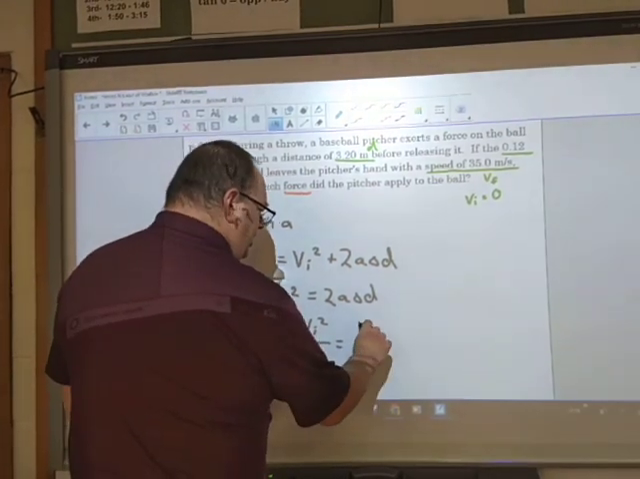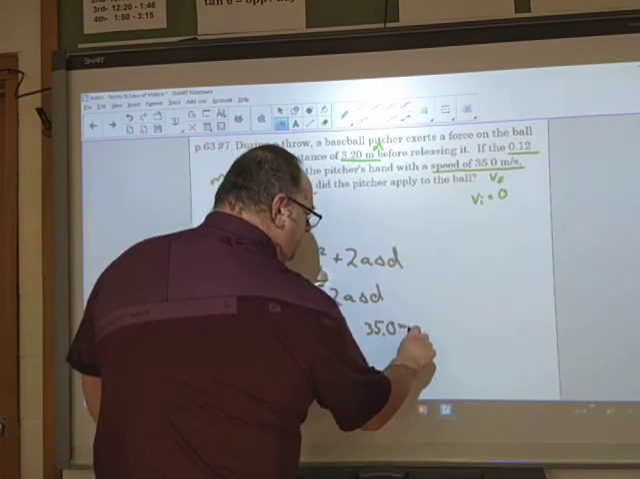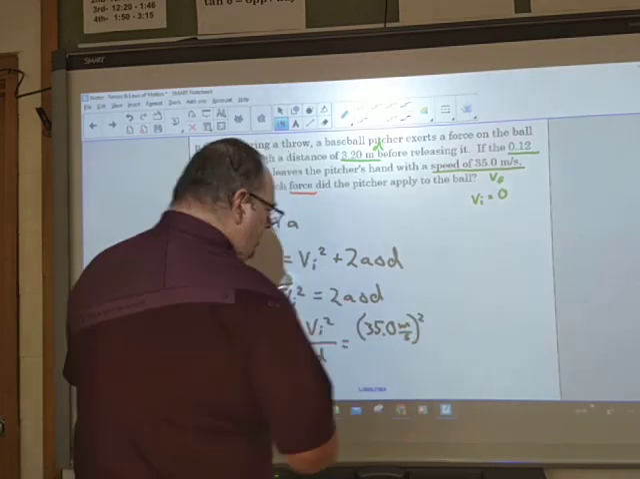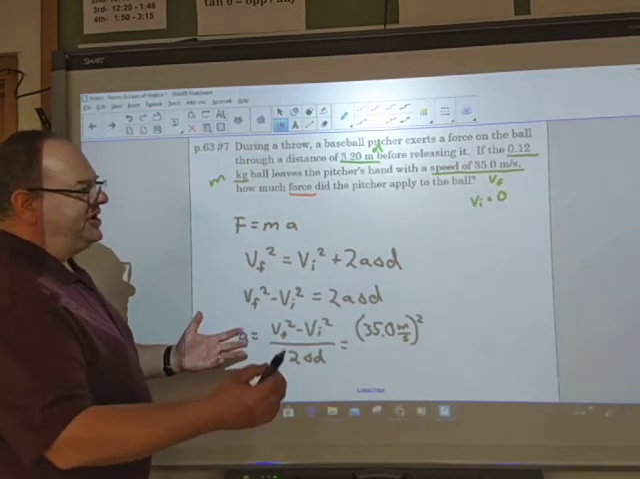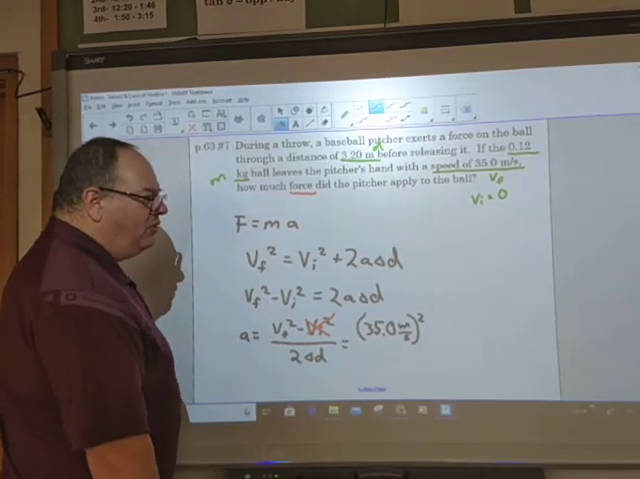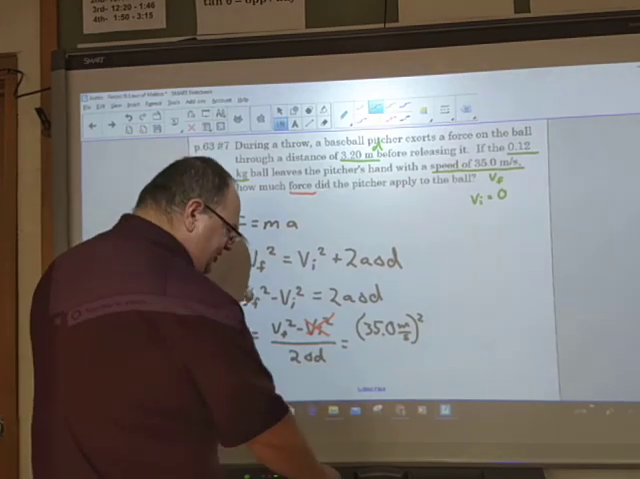VF squared is 35.0 meters per second squared minus VI squared, but VI squared is 0, so really I can forget about that whole term because subtracting 0 doesn't change it. That makes everything look a little bit simpler.